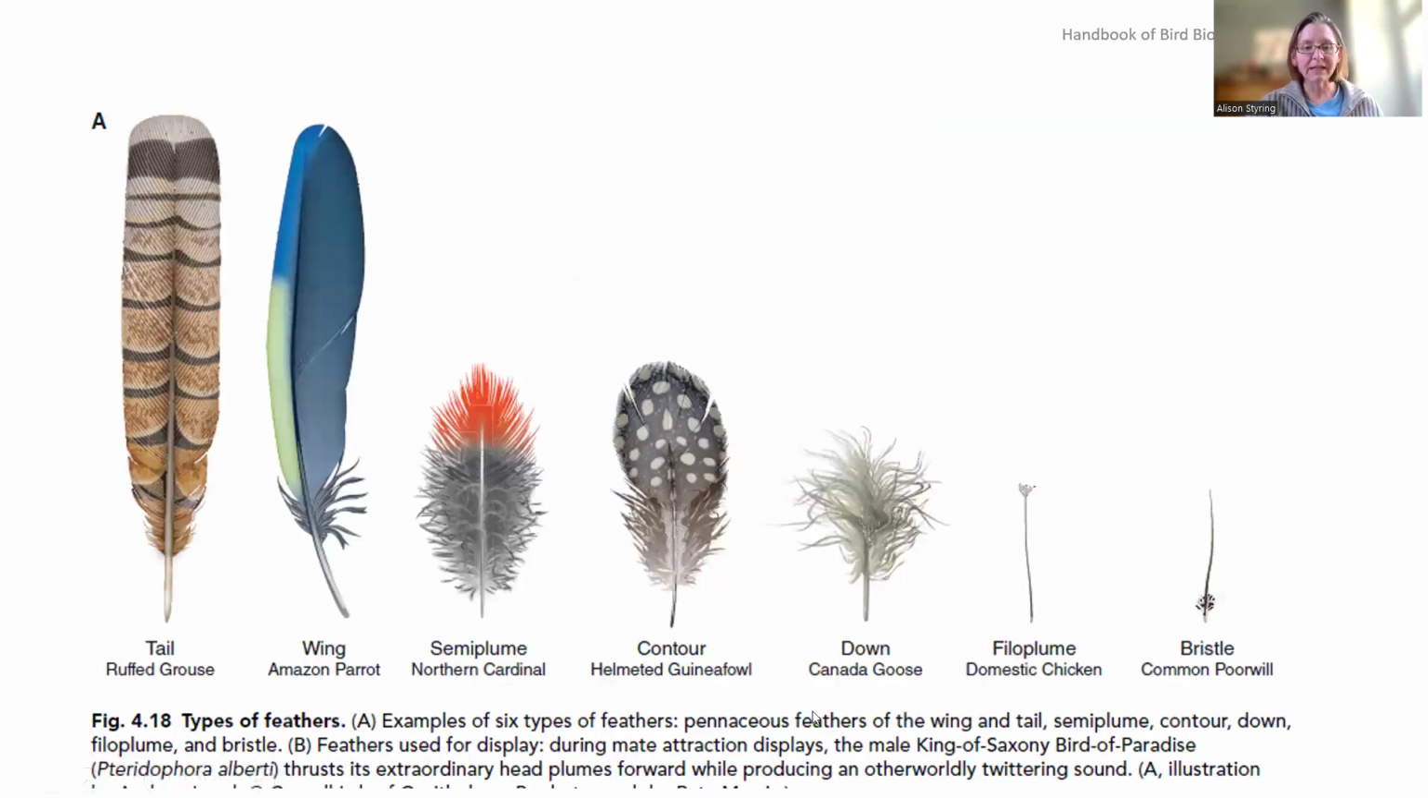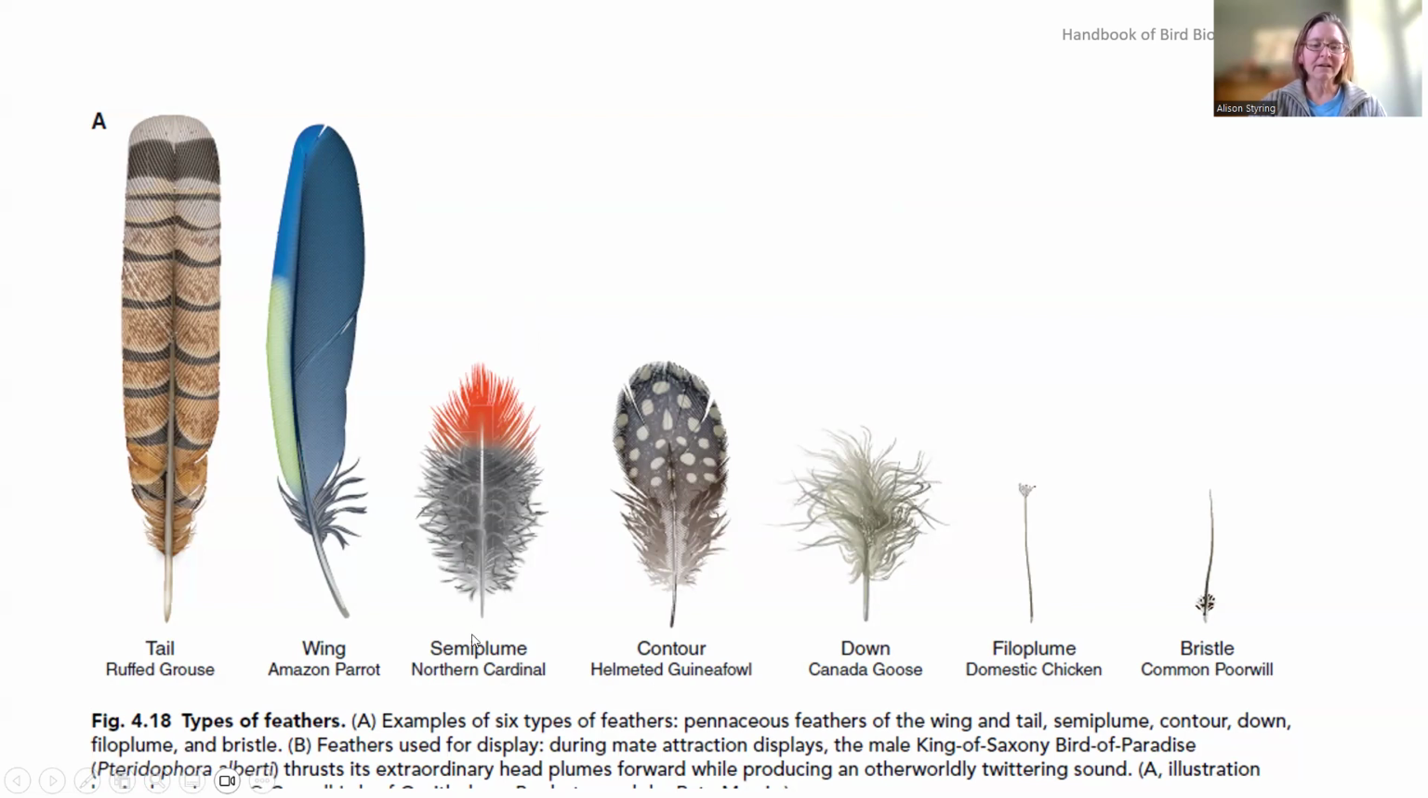So here are some different kinds of feathers. You have two very elongated feathers here. This is a tail feather from a ruffed grouse. This is a wing feather from a parrot. And then we have a few slightly more specialized feathers here, or feathers you may be less familiar with. Flight feathers are highly specialized.